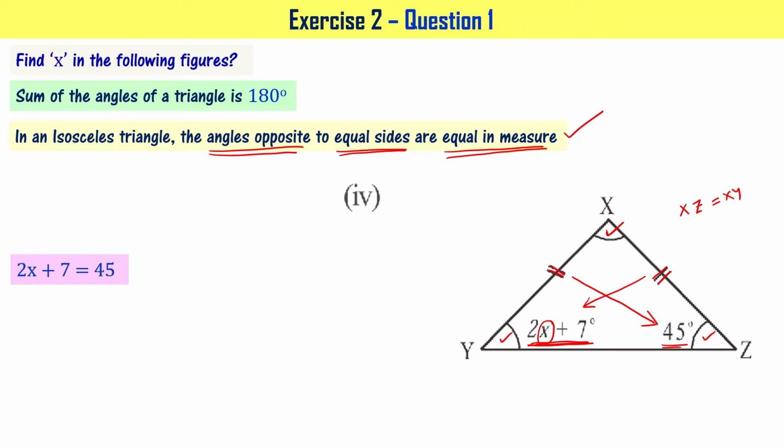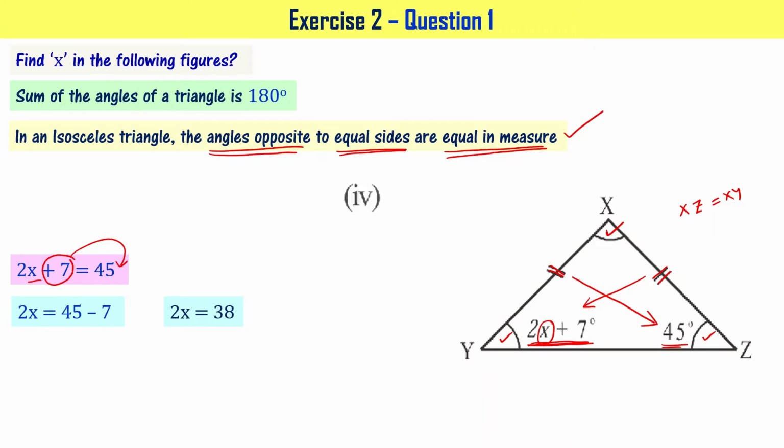This is a linear equation in one variable. We know how to solve this, right? Let us transpose plus 7 to the other side. When you do that, you will get 2x equal to 45 minus 7, right? Simplify it such that you can write it as 2x equal to 38.